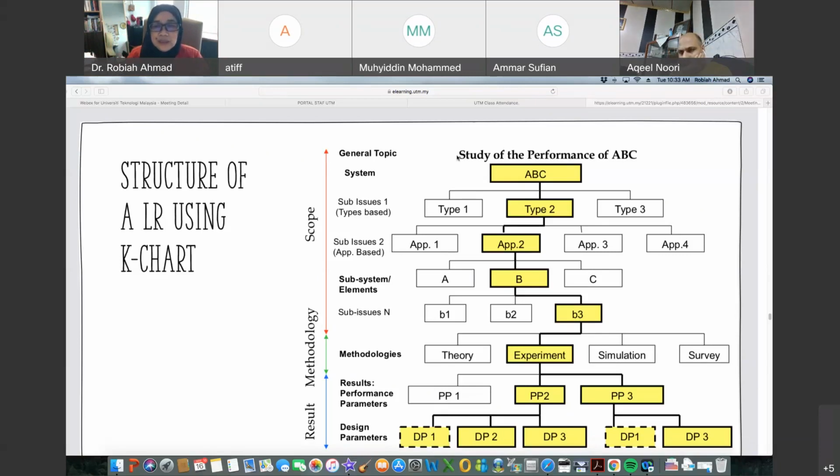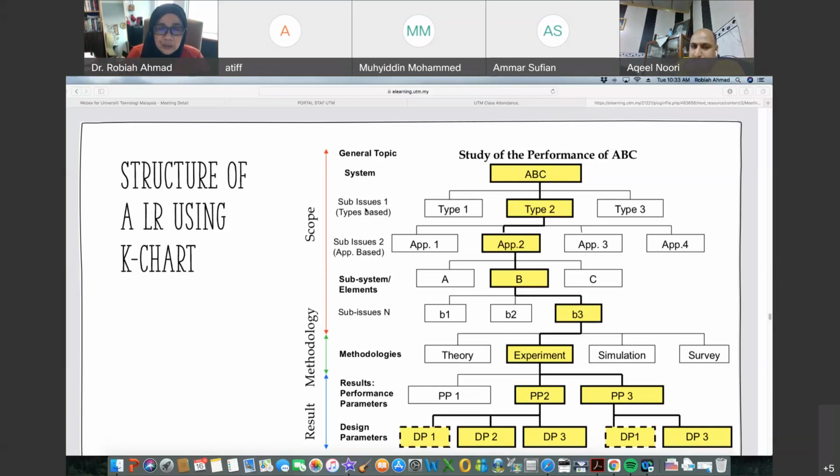So this is the study of the performance of ABC. The system is on ABC. Like in my case, it is model structure, system identification. Or from this ABC, it could be renewable energy or solar PV, something like that. From this system, there are what we call sub-issues. Sub-issues may be on types. Another sub-issue may be on applications. So maybe you can go to 3 or 4 sub-issues. It's okay, because you're doing literature, so there are so many possibilities.